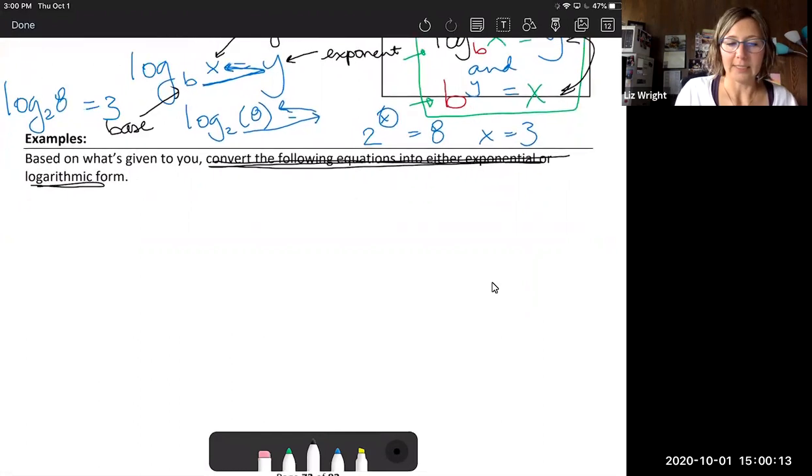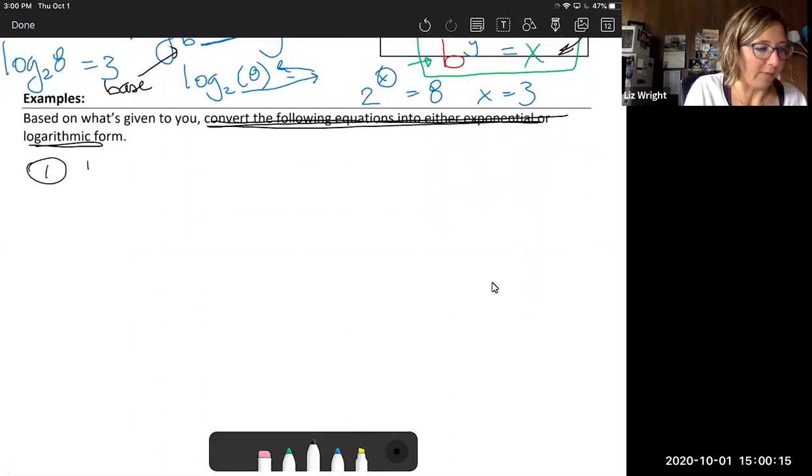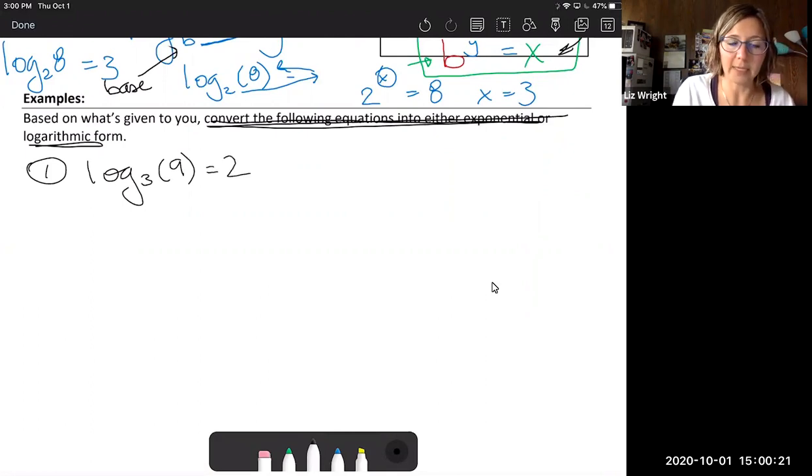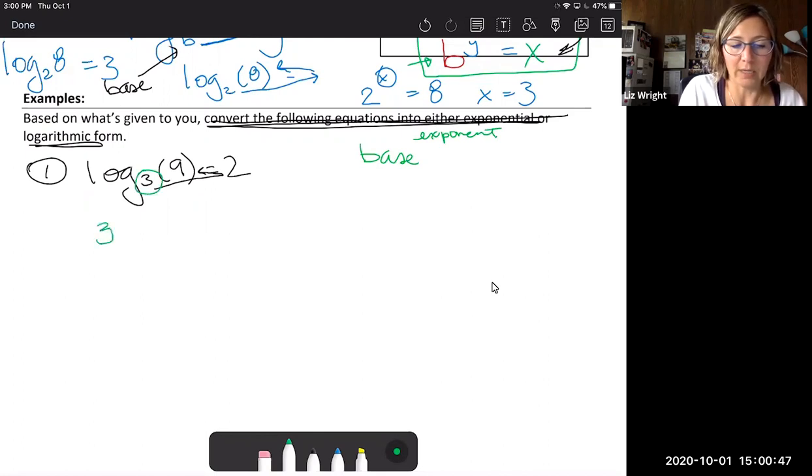So for our first example, if we've got log base 3 of 9 equals 2, that makes sense because we're saying 3 to the second power gives me 9. So log base 3 of 9 is 2. How do I rewrite that? I want you again to think about what's our base in our log, because remember, in an exponent we have a base and it's raised to an exponent. So what's our base in our log form? It's 3. So it's going to be 3 raised to the exponent. What's the exponent? It's 2, and that equals 9.